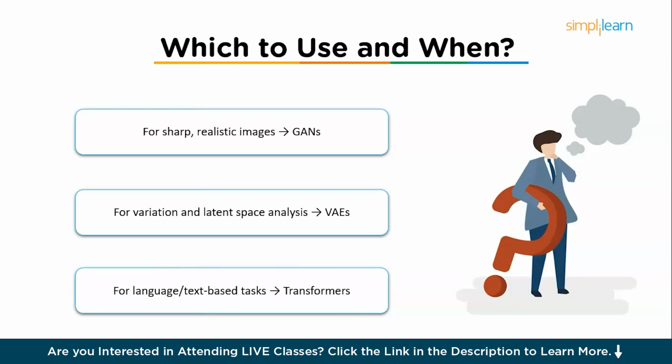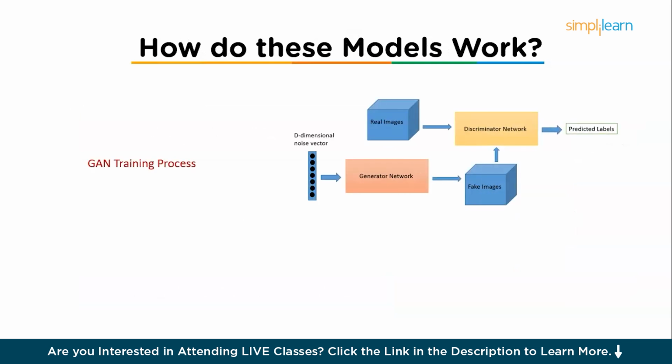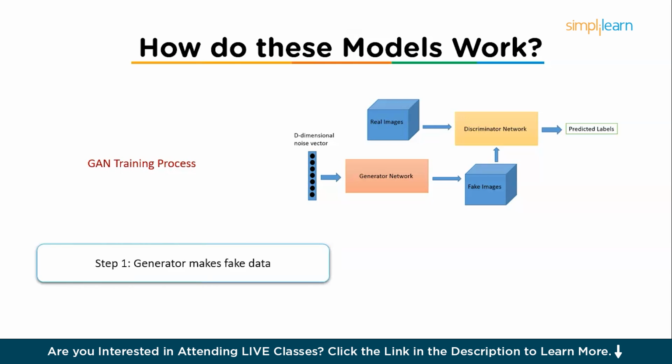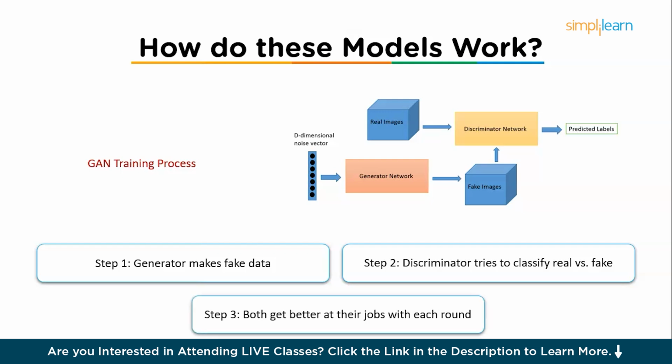So, finally, how do these models actually work? So the GAN training process is, the first step is the generator makes the fake data. Then step 2 is the discriminator tries to classify the real versus fake. Then the third step is both get better at their jobs with each round. So the final goal is to fool the discriminator with the realistic outputs.